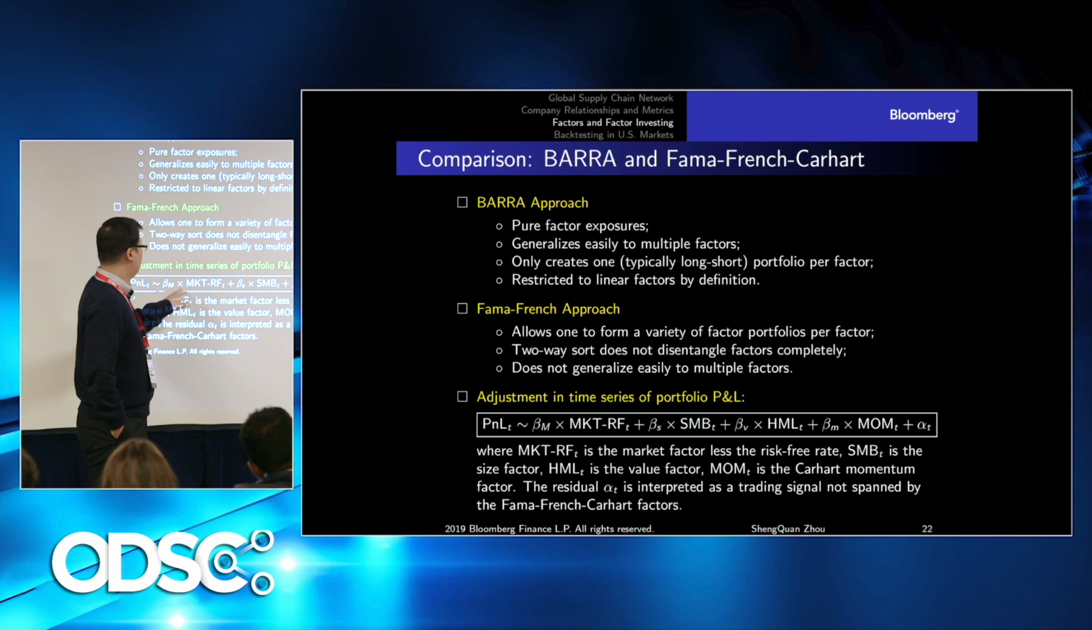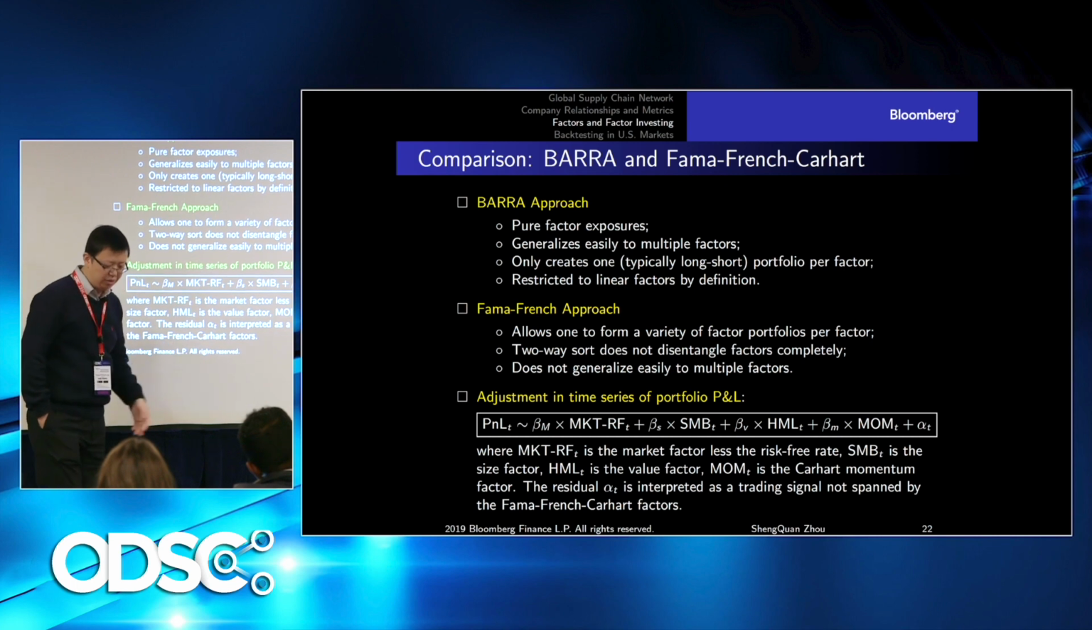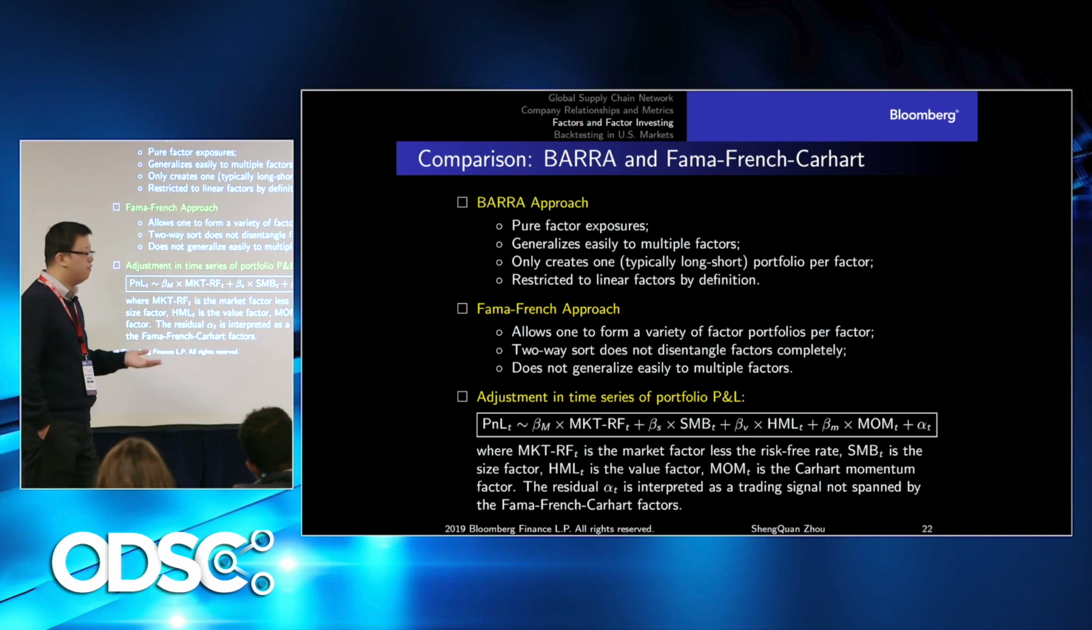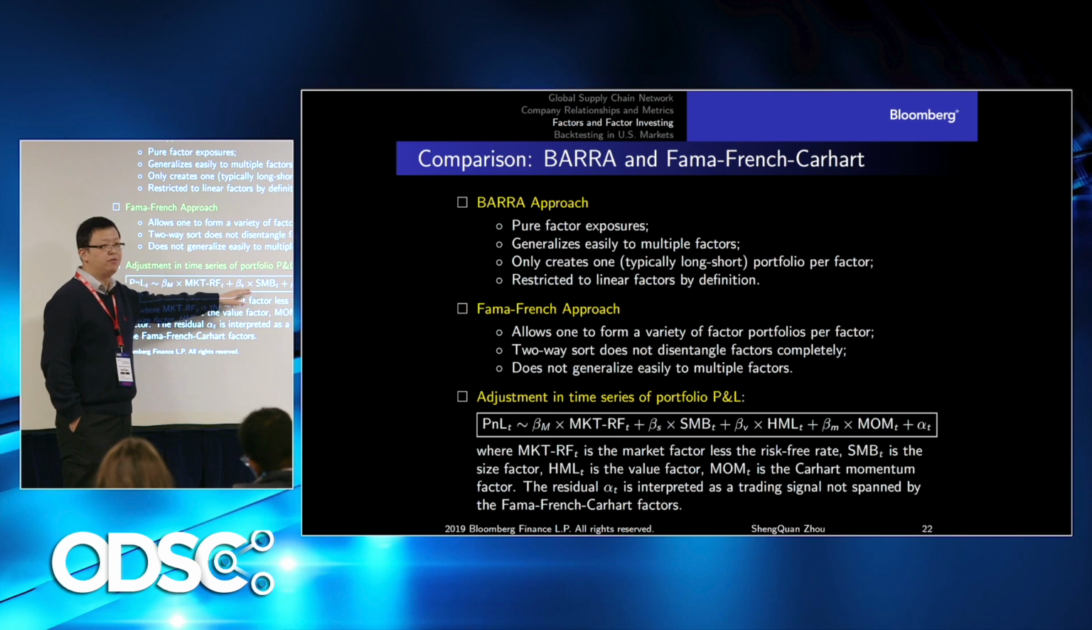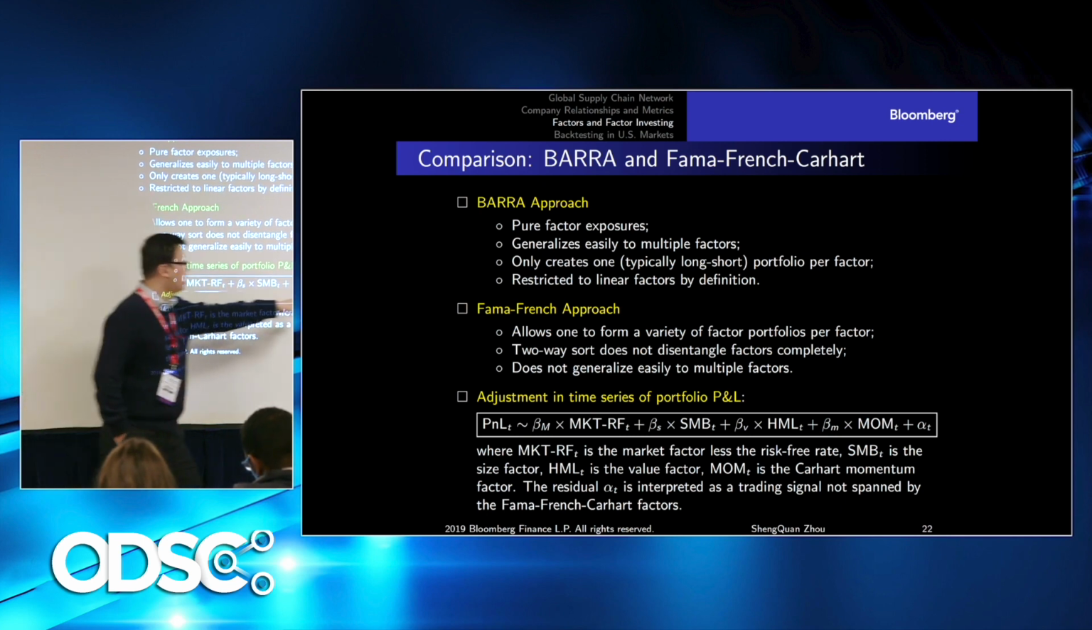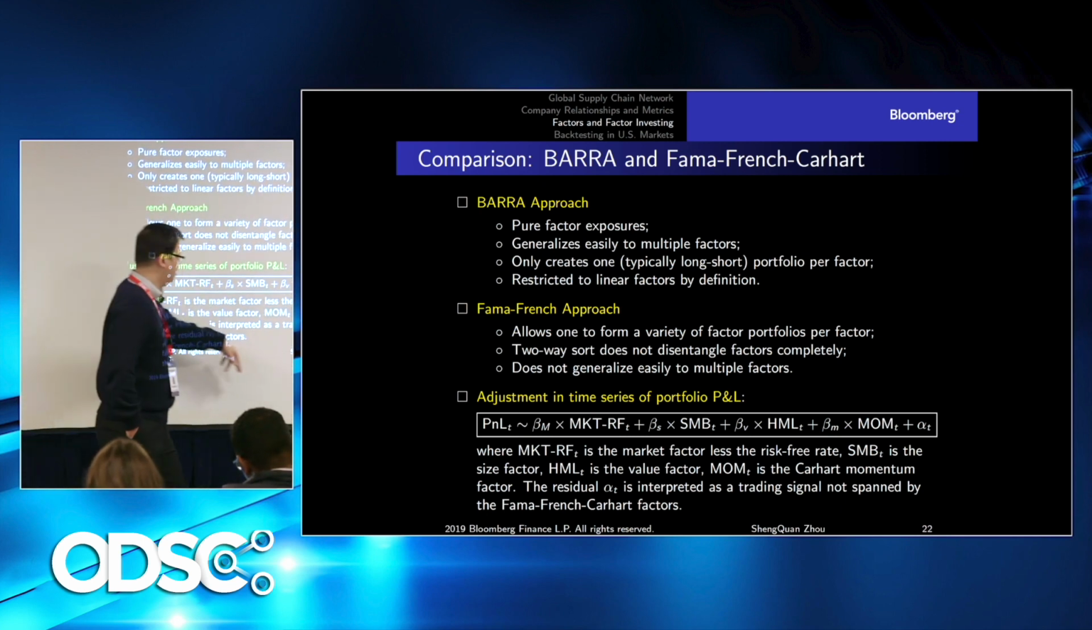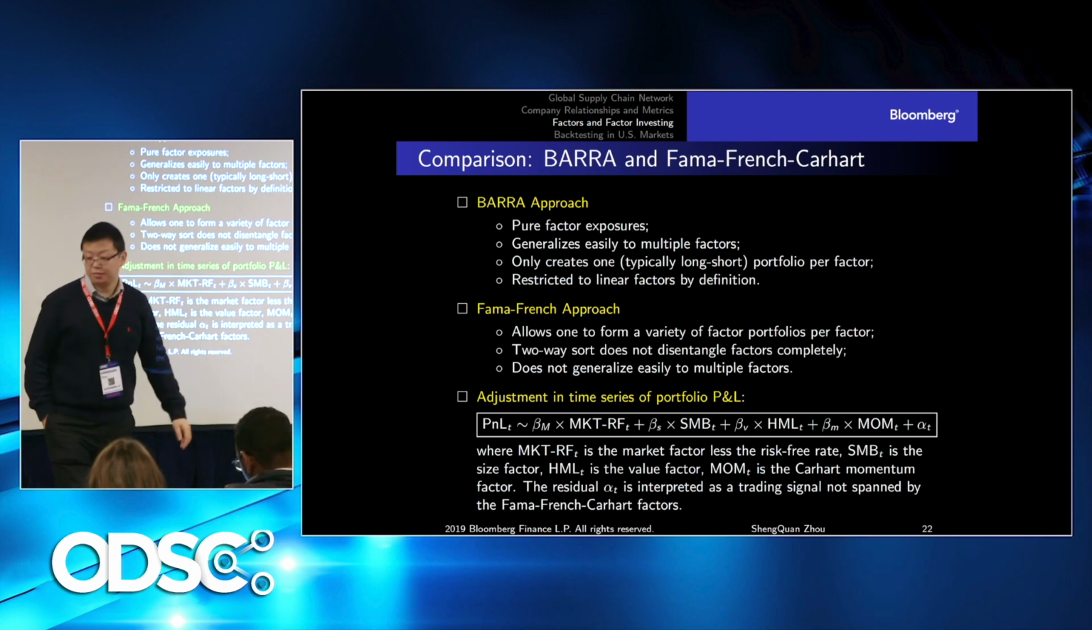This is what they call the Fama-French-Carhart four-factor model, which means there are four well-known factors. When I'm testing a new factor, I want to make sure it's not something already known. I want to take out the components from the known factors and only look at the residual alpha, which we interpret as a trading signal.